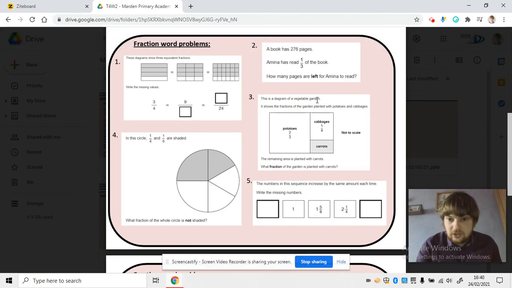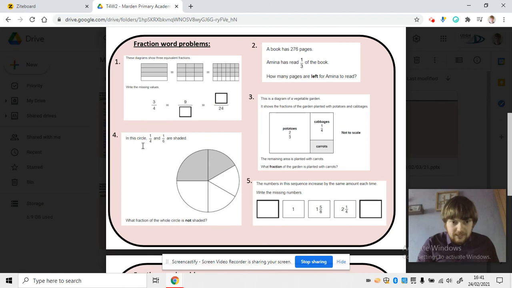Question 3, this is a diagram of a vegetable garden. It shows the fractions of the garden planted with potatoes and cabbages. So you can see 2/3 potatoes, 1/4 is cabbages. The remaining area is planted with carrots. What fraction of the garden is planted with carrots? Well, think logically about those steps you would have to take first. You can easily work out what area is taken up by potatoes and cabbages, where you've got 2 fractions. You then know this garden would be represented by 1 whole, so therefore from that you can work out carrots.